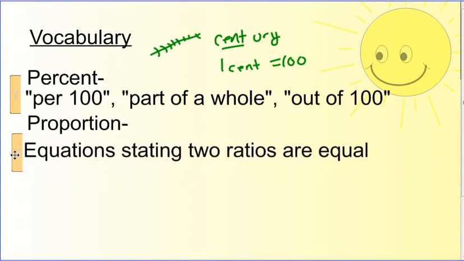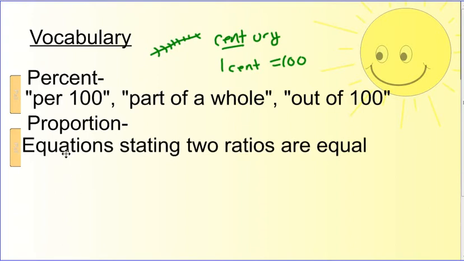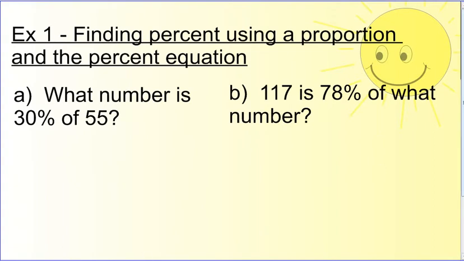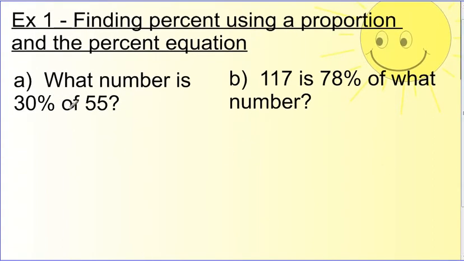The second word, proportion, which we talked about in the last couple lessons, is an equation stating that 2 ratios are equal. We got that. That one's pretty easy. Okay, so let's go ahead and solve some percent problems. What number is 30% of 55? To do this, we're going to use something called the percent proportion.